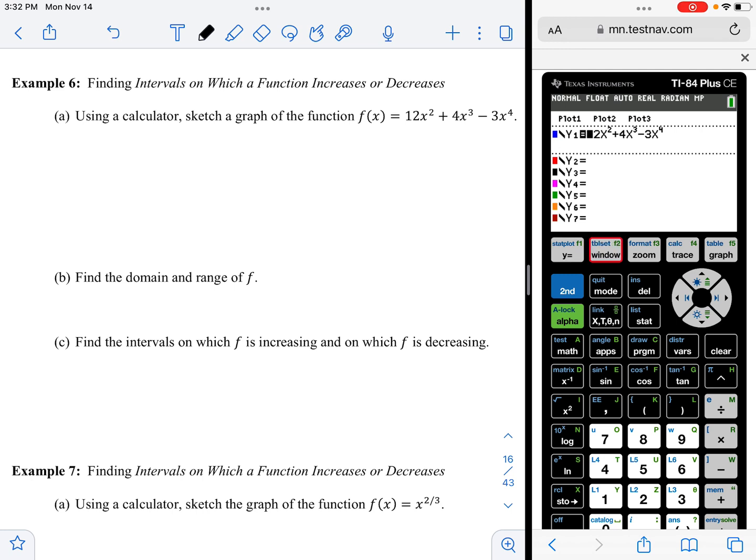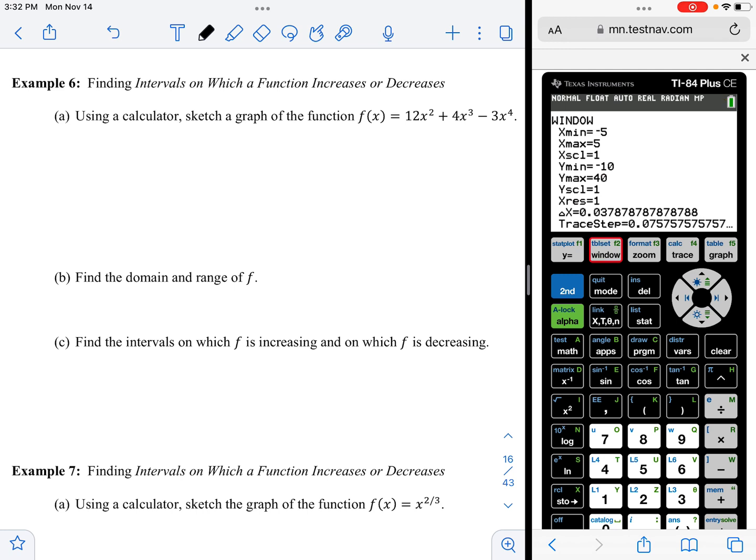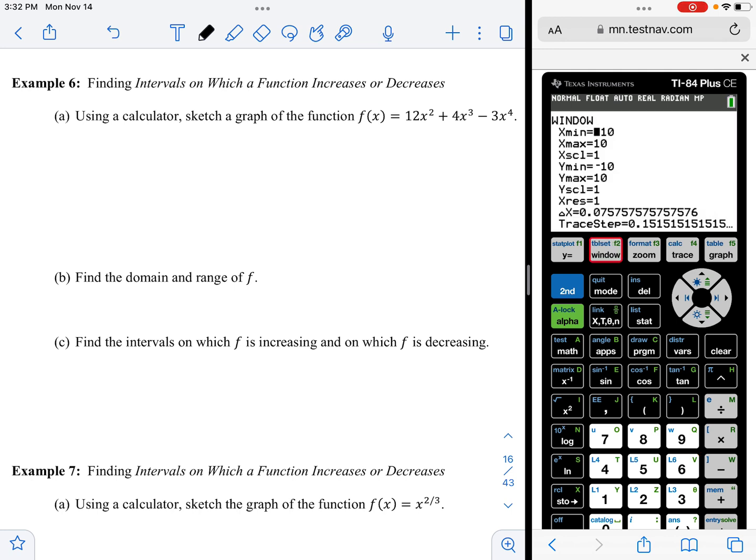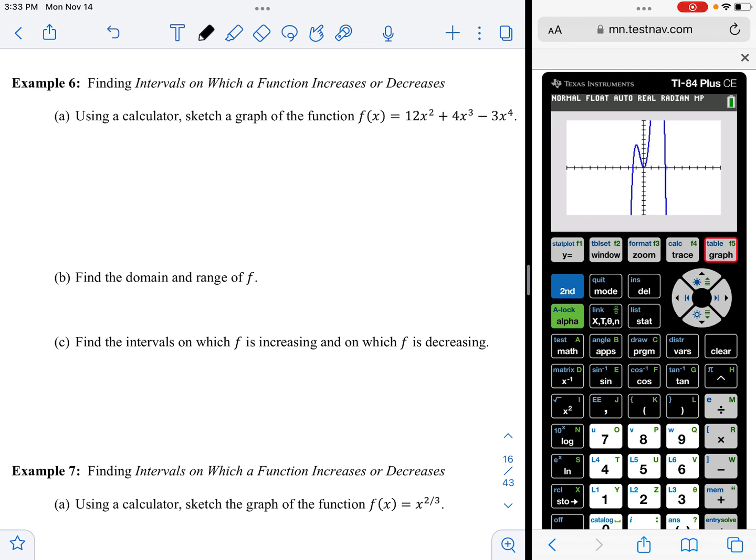When you go to your window, most of you will have a standard window, which would be x from -10 to 10, and then y from -10 to 10. So here's the window that you might have by default on your calculator. In this particular case, it's not a very good window because the function disappears at the top, and we are unable to see the maximum or the top of the function.